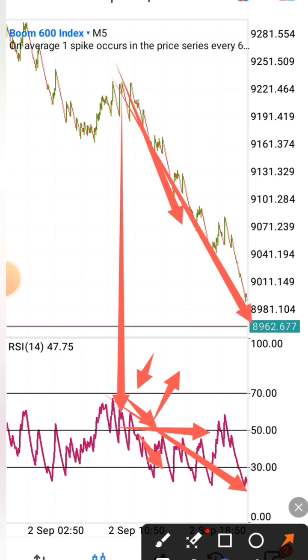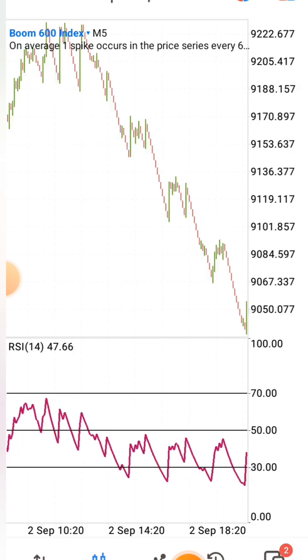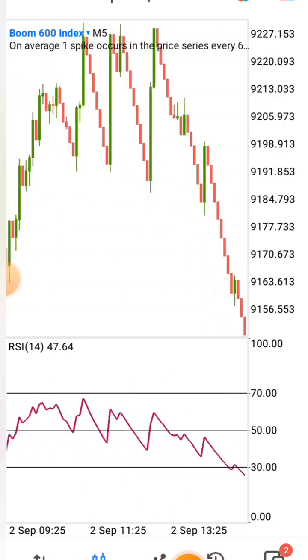If this thing is approaching the 30 level, please close it. Don't allow it to get to this zone. Please don't, just close it. Let me explain more. Look at this.